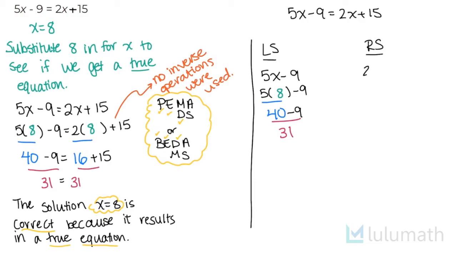Now let's do the right side. So the right side of my equation is this 2x plus 15. And again, every time I see an x, I'm going to replace it with this 8. And when I multiply 2 times 8, I get 16. And then 16 plus 15, when I evaluate that, will give me 31.